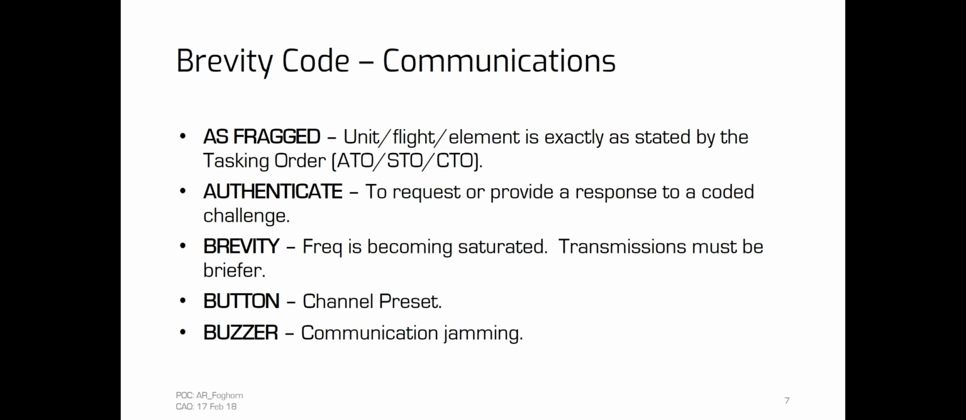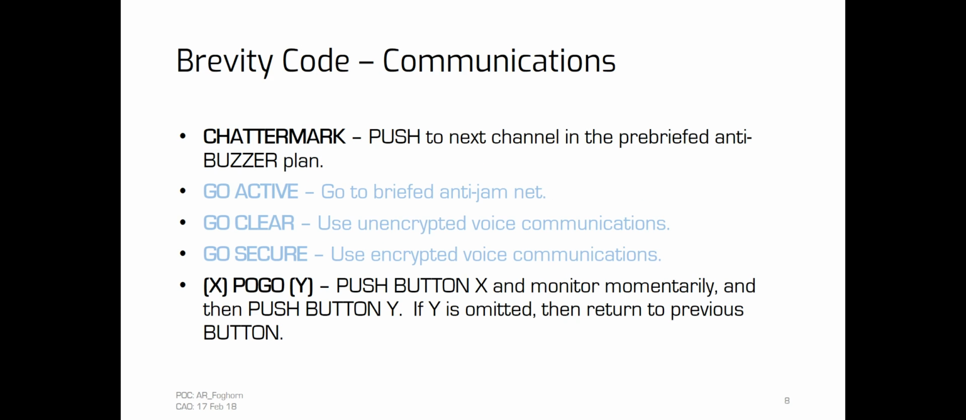So buzzer is the word when we're talking about communications jamming. And it's directly tied to the next word that we're going to talk about, which is chattermark. When you use the word chattermark, you're telling everybody to push to whatever the next channel in the pre-briefed anti-buzzer plan is. So if somebody gets up on your frequency and starts using a buzzer of some flavor, then hopefully, if your mission commander has his act together, before you ever stepped to fly, you would have been pre-briefed on what the anti-buzzer plan is, the chattermark plan. And if you hear the buzzer, then you automatically chattermark to the next frequency.